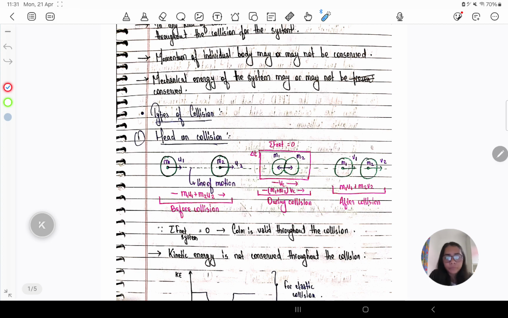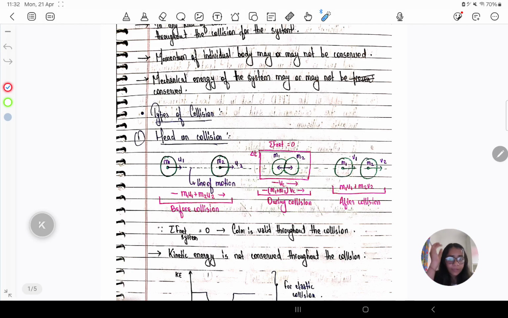Now, let us imagine that we have these two balls right over here. One of them is moving with u1 velocity and it has a mass m1. The other one is moving with u2 velocity and has a mass m2. These are moving in the same direction. At some point of time, these two collided.